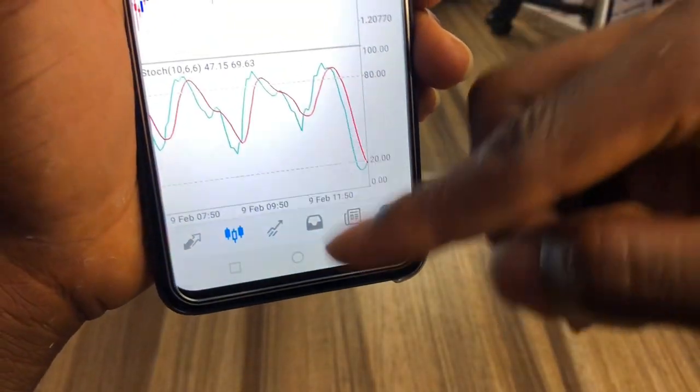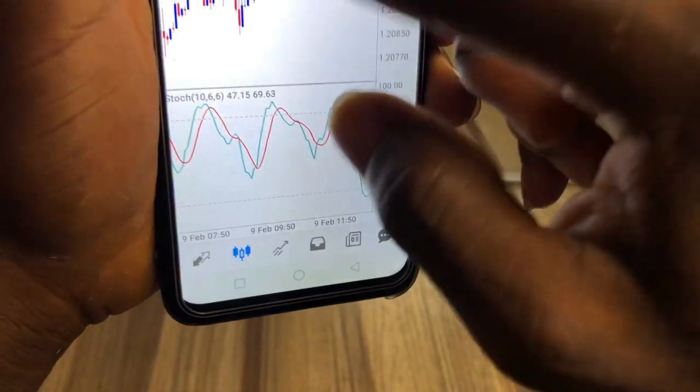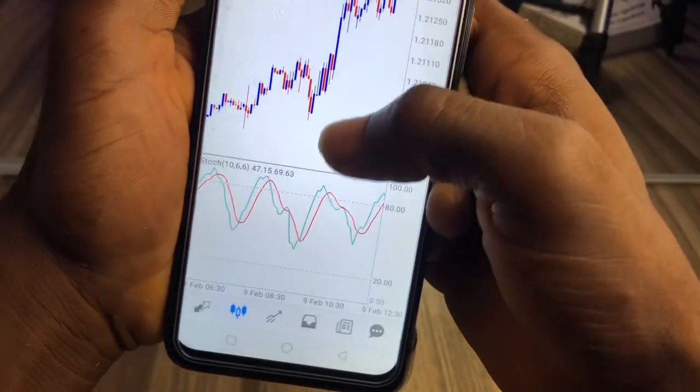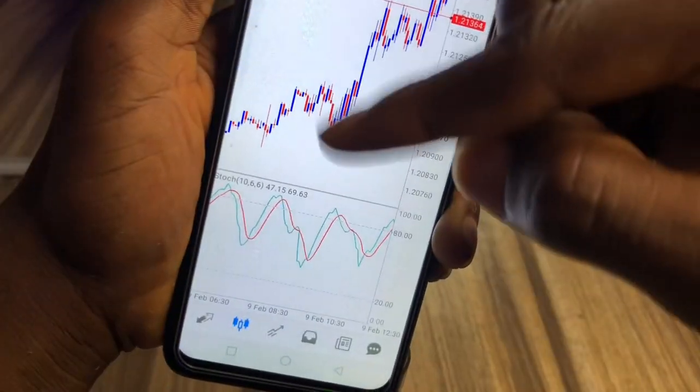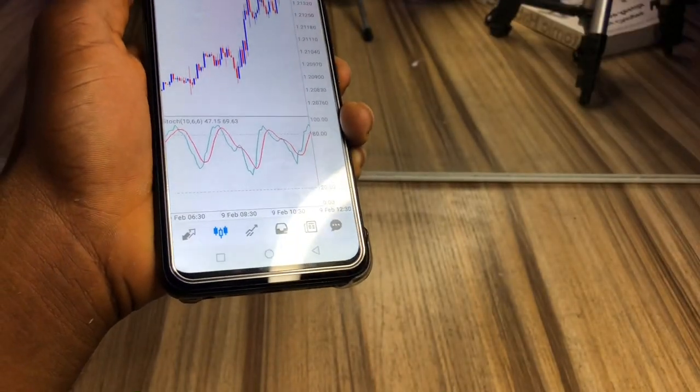Now let's look at this point in the stochastic. As you can see right here, price was at the 80 mark on these 3 points. If you look at this point right here, we could see exactly what happened. Price was in the overbought zone, and we could see the downward formation that the market went into.